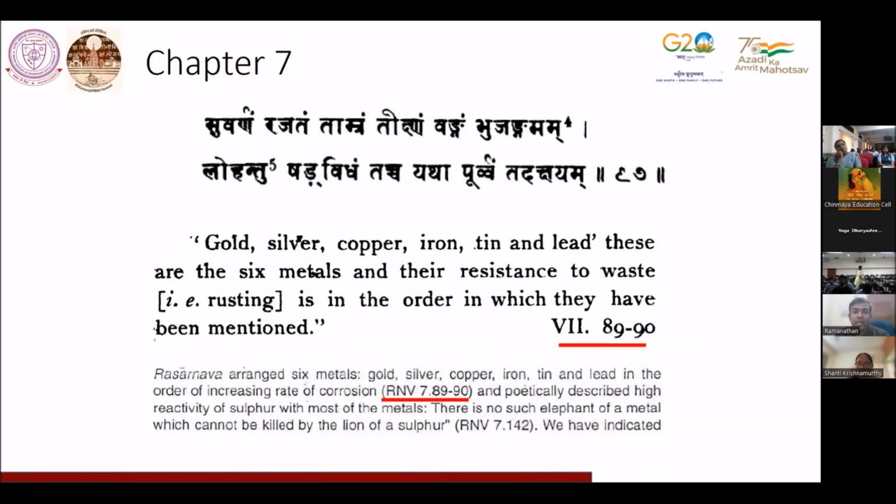Not just that, they arranged the metals in decreasing order of reactivity. "Suvarnam, Rajatam, Tamram, Tikshnam, Vangam, Bhujangamam, Lohantu, Shadvidham, Tacha, Yatha Purvam, Tad Akshayam." Akshaya means that which does not decay, and yatha purvam means as before. So Suvarna is Akshaya, followed by Rajata, followed by Tamra, followed by Tikshna. They had some kind of an empirical way to test the reactivities, and that's how they arranged it. So they had a quantitative approach also. It's not that they were blindly shooting in the dark.